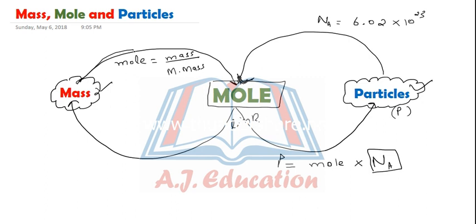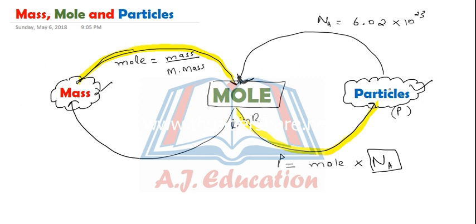If we need to know the particles of a substance, we can do that by determining firstly the mole of the substance. Then we can do this by multiplying the moles with Avogadro's number. Alright.